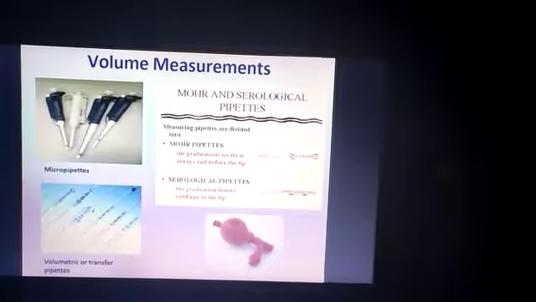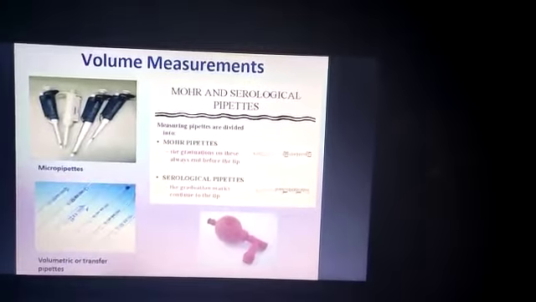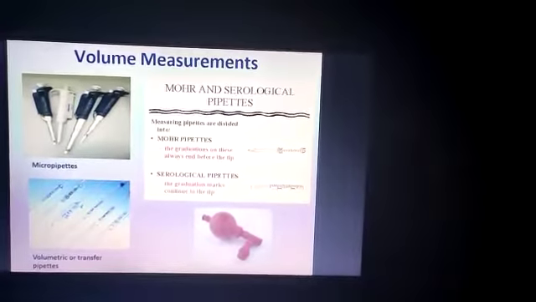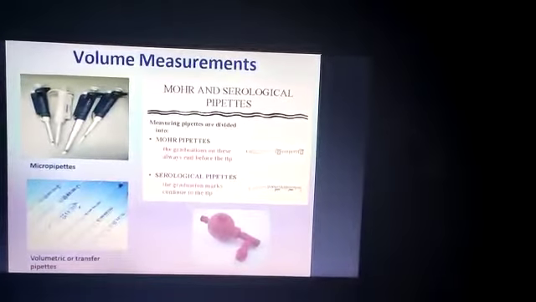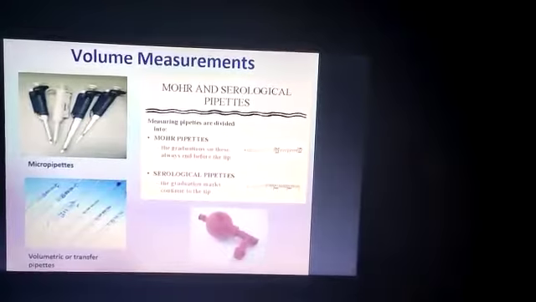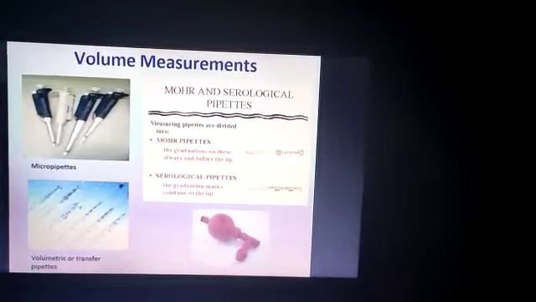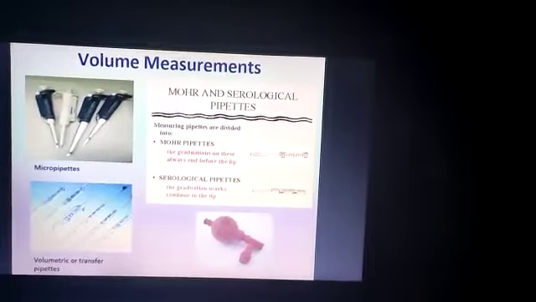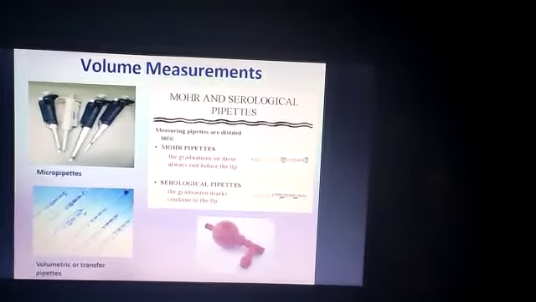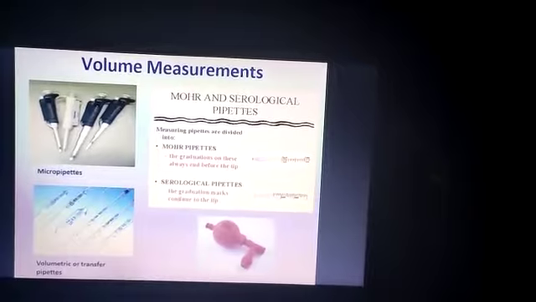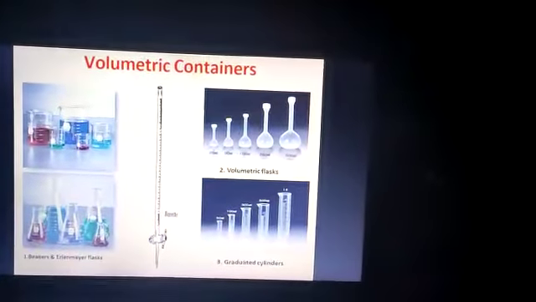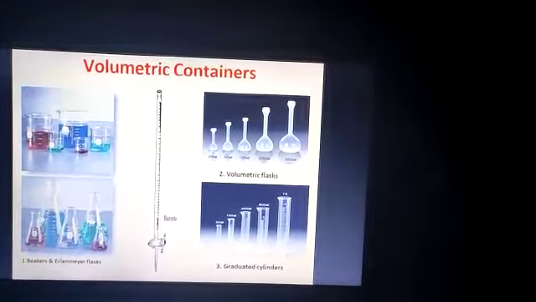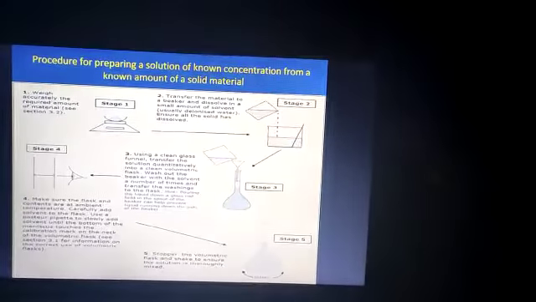Here we have some volume measurements. Let's start with measuring and serological pipettes. Measuring pipettes are divided into Mohr pipettes, the graduation of these always ends before the tip. Serological pipettes, the graduation marks continue to the tip. Volumetric or transfer pipettes. Here we have some beakers and Erlenmeyer flasks, volumetric flasks, and graduated cylinders.